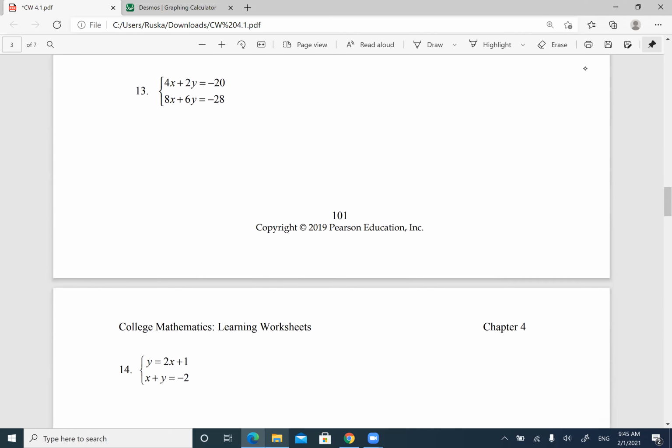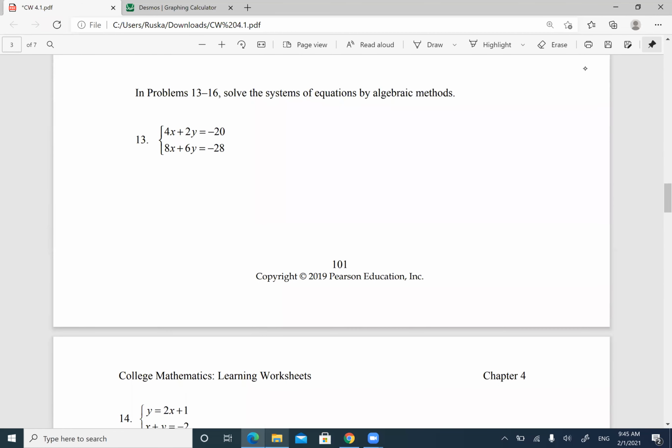And number 13, so this is how I pick which method I'm going to use. If I have my system already with x and y on the same side, in standard form, so this is standard form, right? Both of the equations are in standard form. It's easier to use the addition method. Okay? So now, how the addition method works.